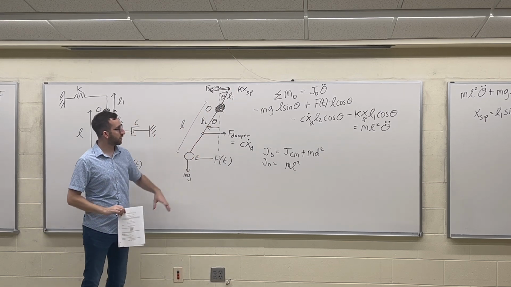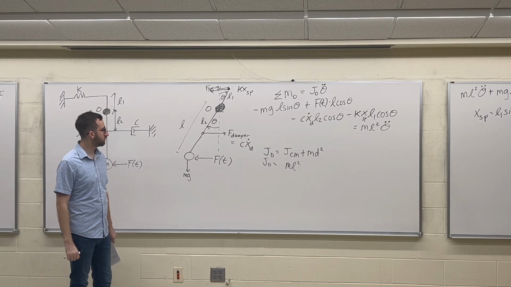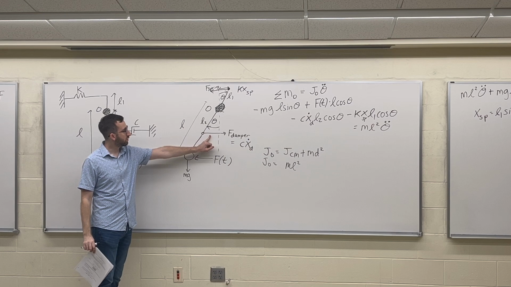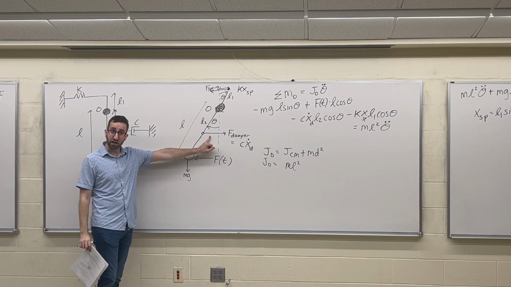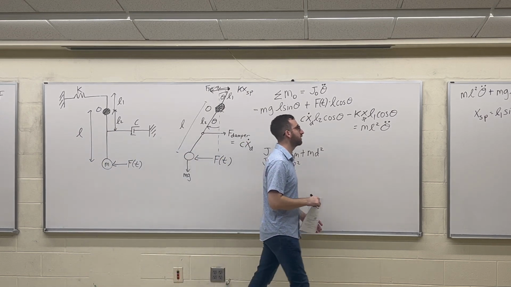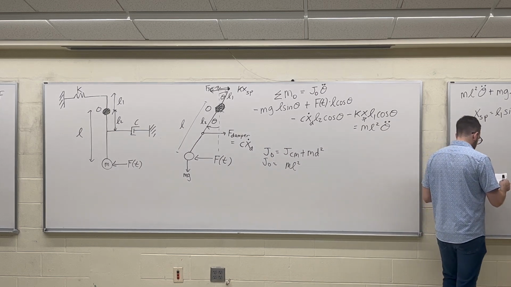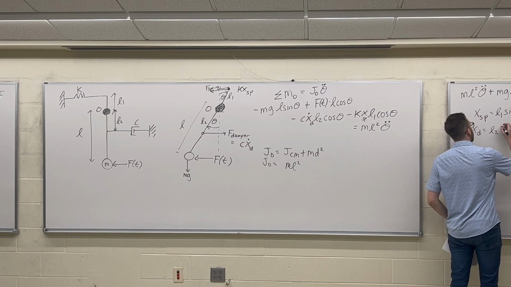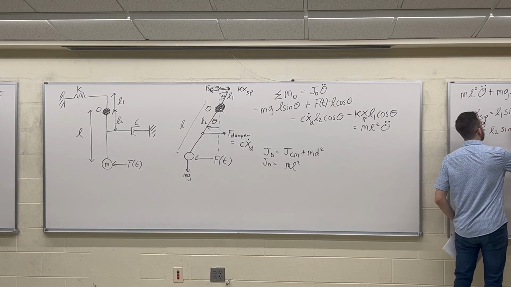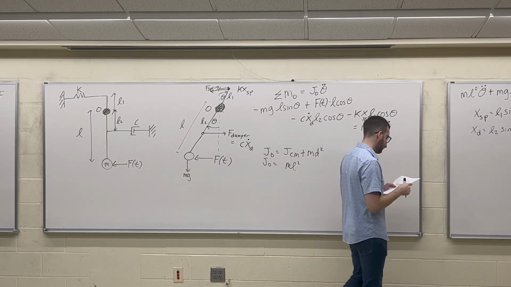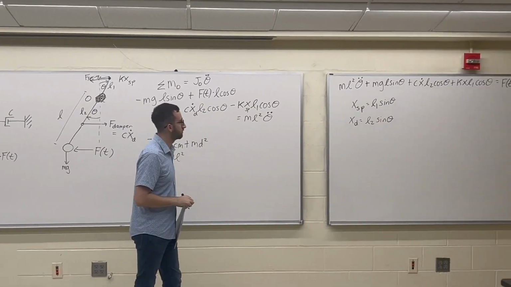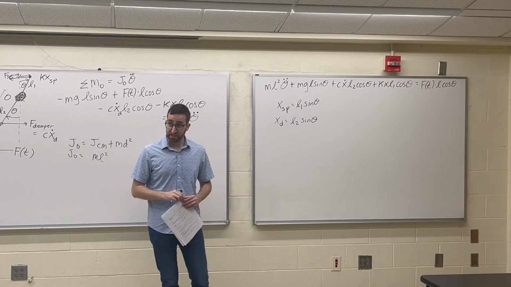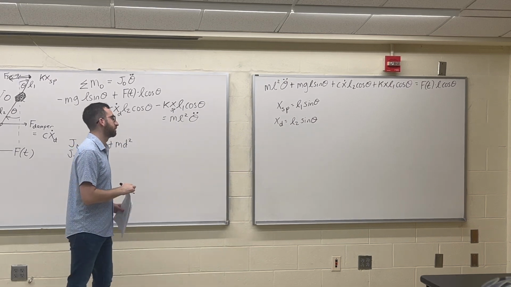What about the damper? What would its deflection be? L2 sine theta. That's correct. So we'll say that x d is L2 sine theta. But isn't it x dot? Yeah, we'll see that in a second, right?